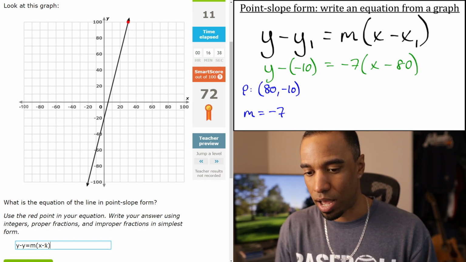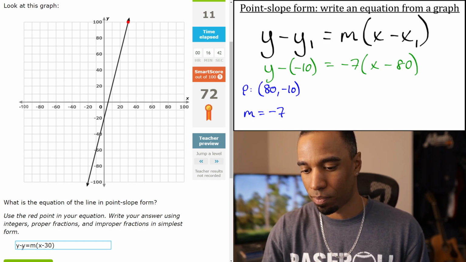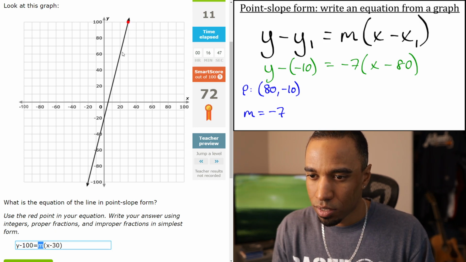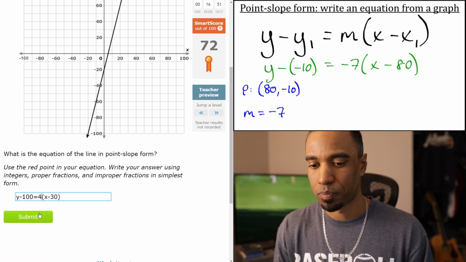30 for x, 100 for y. I have a slope of, from here, up 4 over 1. I think that's from here, up 4 over 1, so slope of 4.